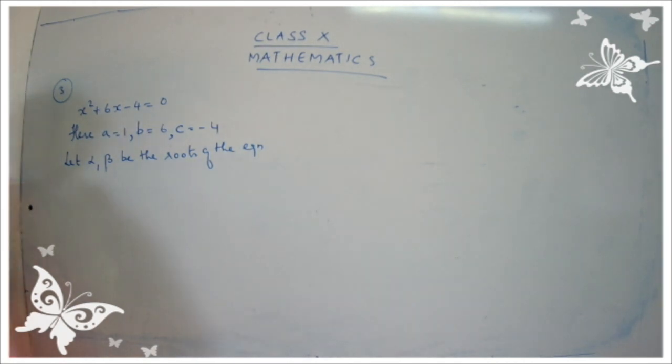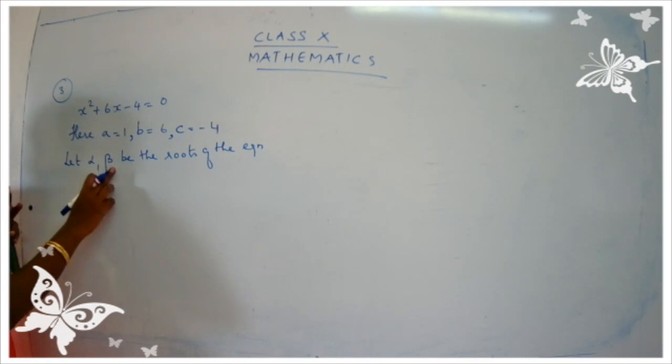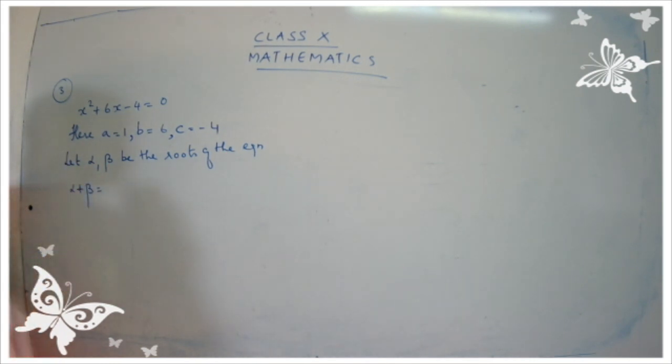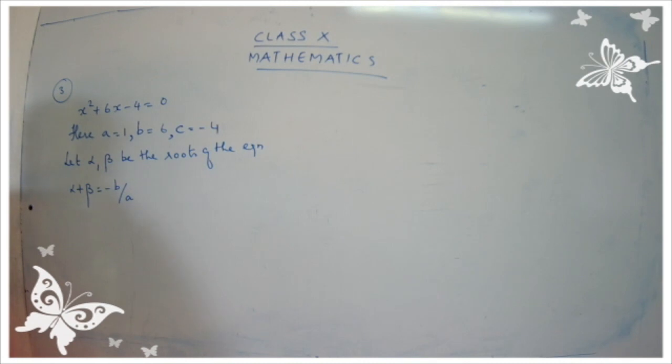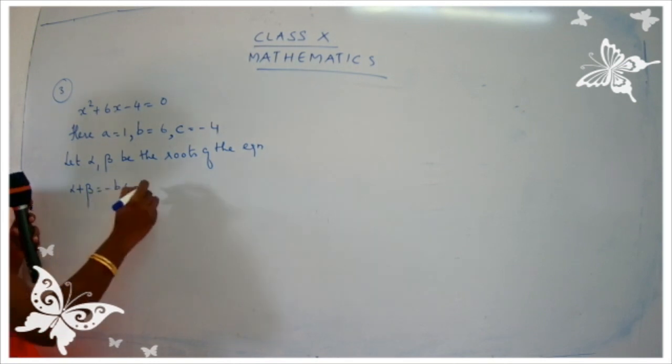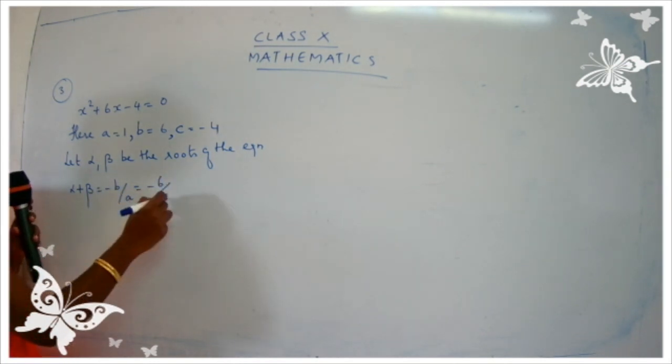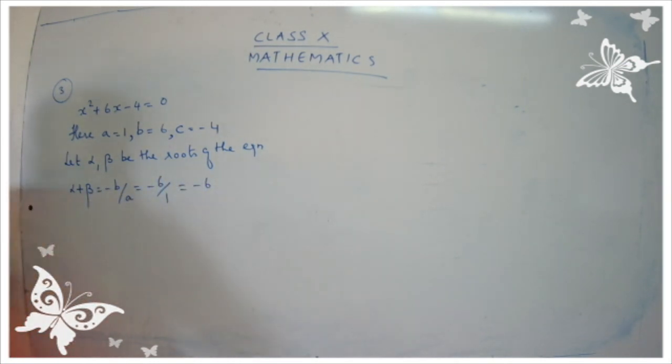What is sum, children? Sum means you have to add them. So alpha plus beta is equal to, what is the formula for alpha plus beta, children? Yes, good. Minus b upon a. Remember the formula for sum of roots? Minus b upon a. What is b here? 6. But before I write b, I have to see the sign over here. What is the sign given here? Minus. So minus 6 upon 1, which is equal to minus 6.